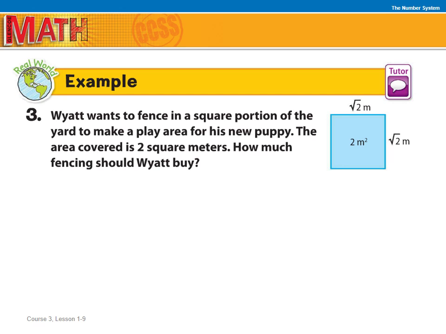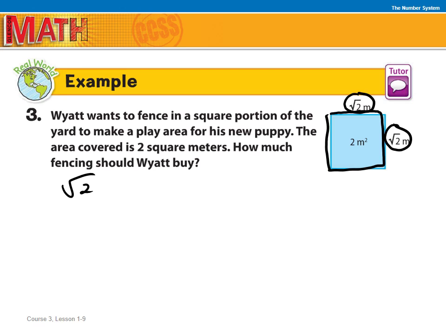Real world example. Wyatt wants to fence in a square portion of the yard to make a play area for his new puppy. The area covered is 2 square meters. How much fencing should Wyatt buy? So the fencing is obviously going to be around the play area, or the perimeter. And right now we have one side as square root of 2 meters and the other side as square root of 2 meters. So let's think of square root of 2.